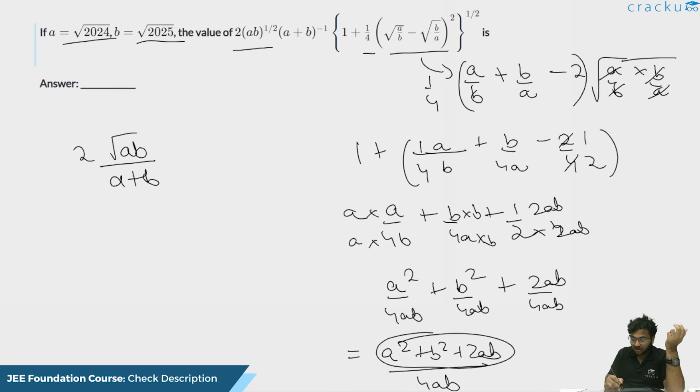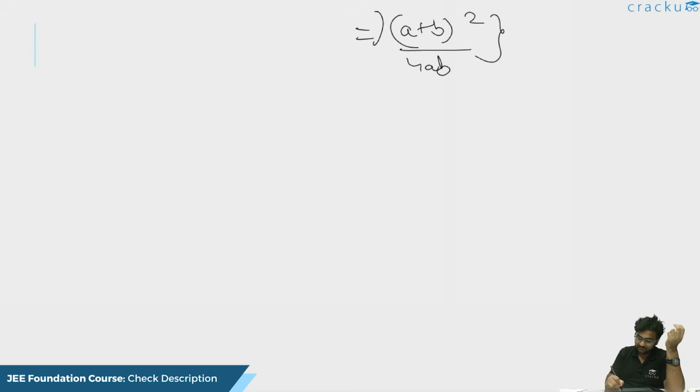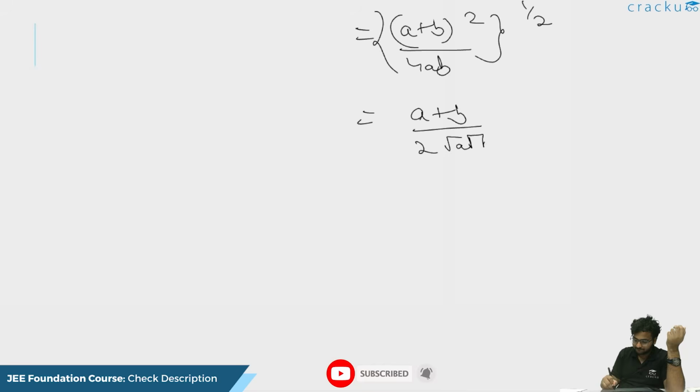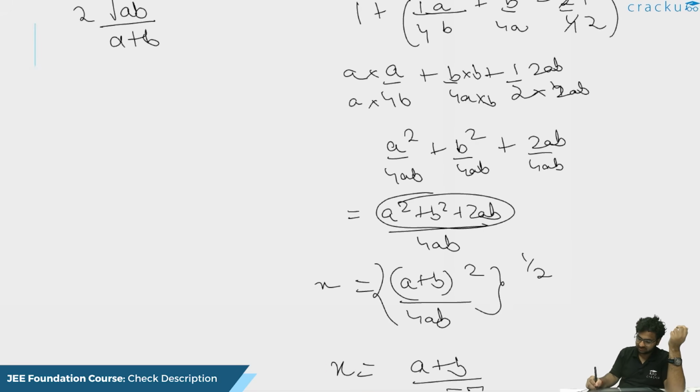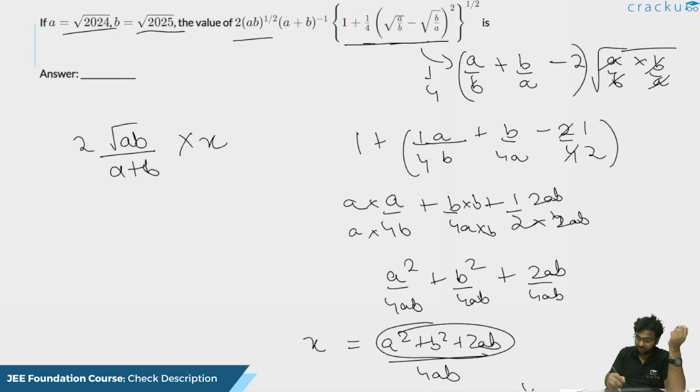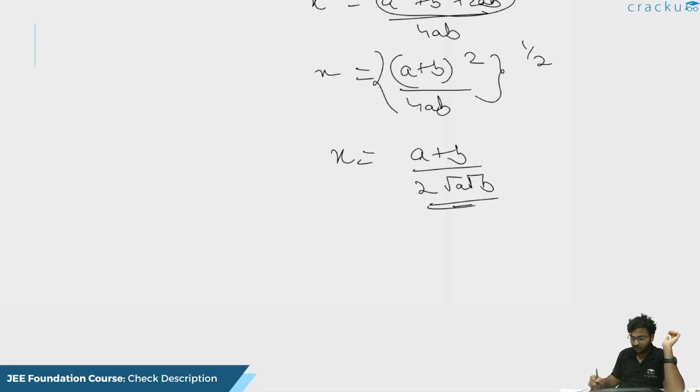Okay. Now under root of this complete bracket. So this would be what? A plus B upon 4. Under root of 4 is 2. And this is root A root B. So let this be x. So this multiplied by x. Okay. I have assumed this completely as x, and I was solving this x. Okay. Now we got what? X equal to A plus B upon 2 under root AB.